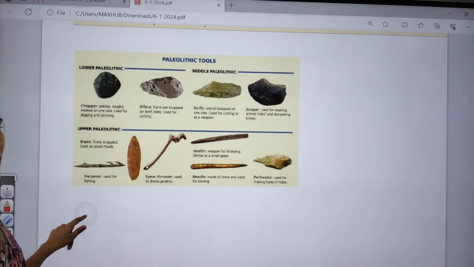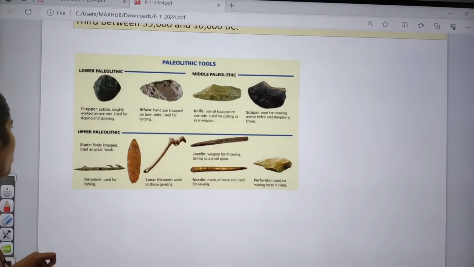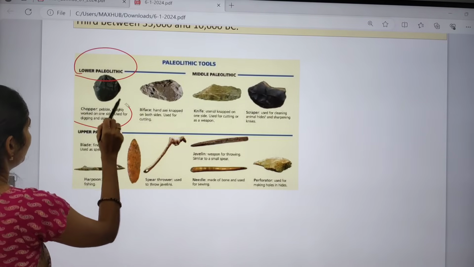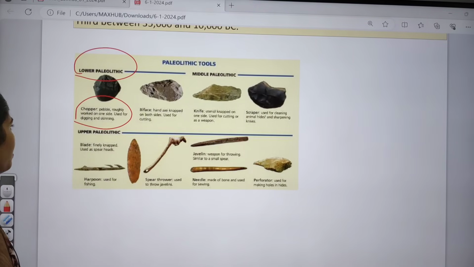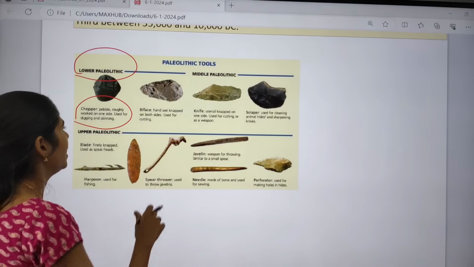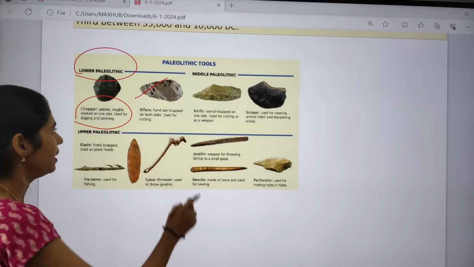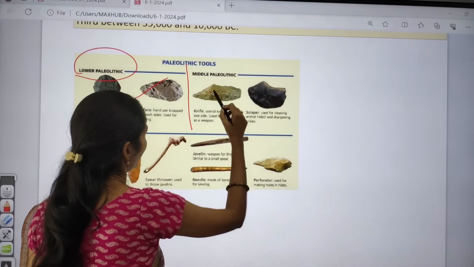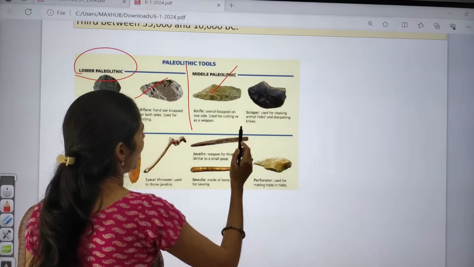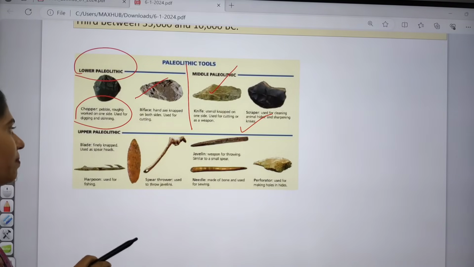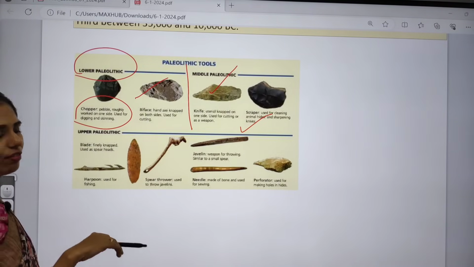And now let us see some stone tools. In the lower Paleolithic period, they used choppers, pebbles, etc. for skinning and for digging. And the next one is biface. In the middle Paleolithic, they used to have knives, and they used to have scrapers. Scrapers are used for cleaning of animals' hide as well as sharpening of knives.